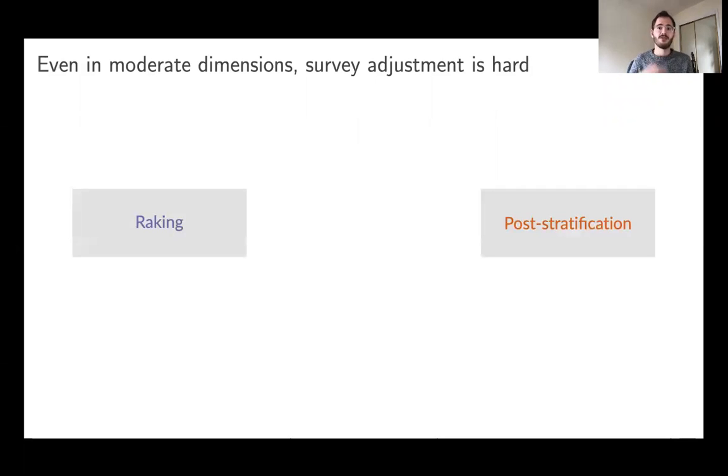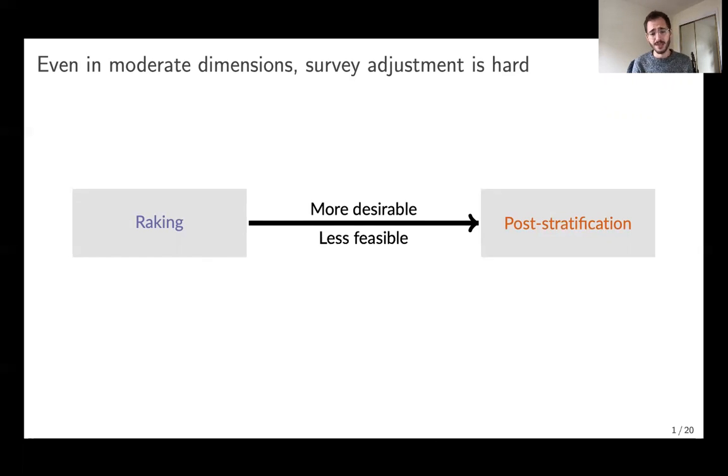And on the other end, we have post-stratification, where we combine all of our covariates into small cells. So we interact everything, and then we make sure that those cell counts are the same across our sample and our population. Now, post-stratification is more desirable because under the typical missing at random assumption, it's actually going to get rid of non-response bias. Unfortunately, it's also less feasible. And that's because as we have more covariates and we start interacting them and creating more and more fine-grained cells, we very quickly are going to run into empty cells due to the curse of dimensionality.